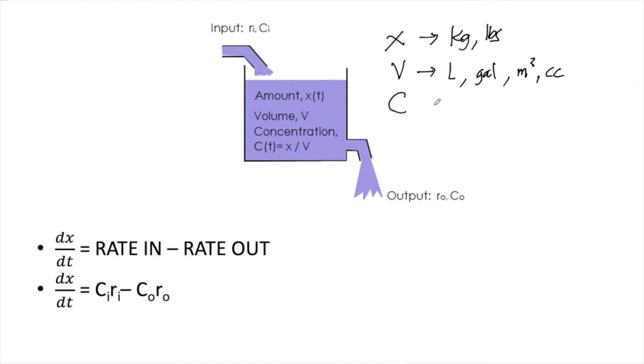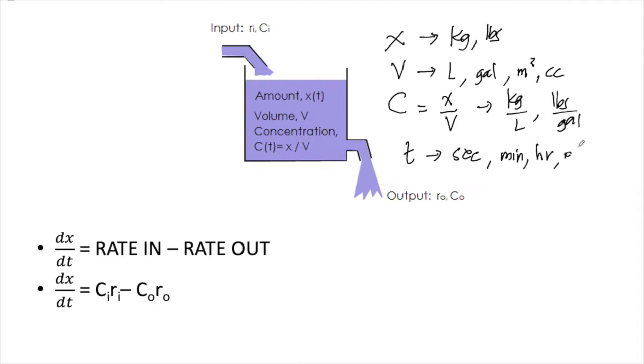For the concentration, since concentration is equal to the amount of substance over volume, so the unit is amount over volume, diba? So kilogram per liter, pounds per gallon. SI pala kapag kilogram per liter, English naman pag pounds per gallon. Dapat consistent sa units. For time, so ano yung mga unit natin for time? So sabi ko nga, pwedeng seconds, pwedeng minutes, hours, etc.